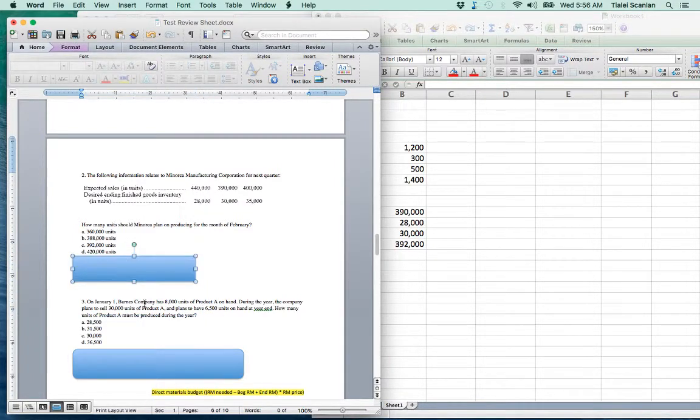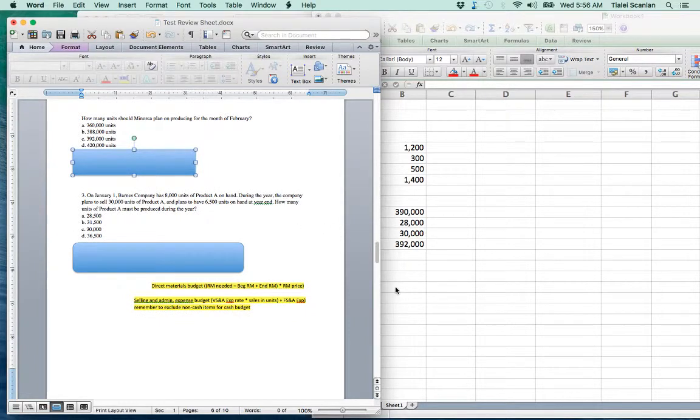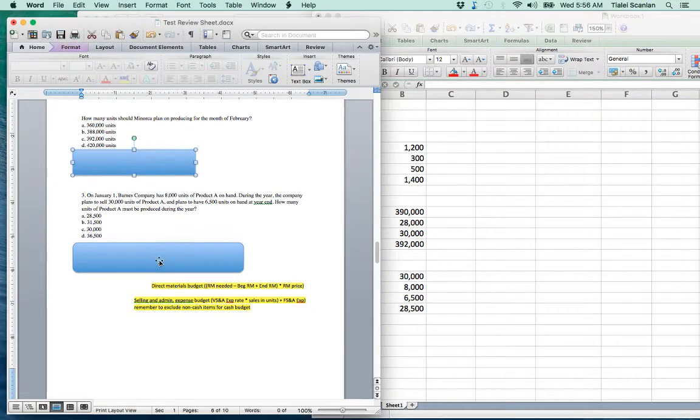Yep. So on January 1, Barnes Company has 8,000 units of product A on hand. During the year, the company plans to sell 30,000 units of product A and plans to have 6,500 on hand at year end. How many units of A must be produced during the year? Same thing. They have 8,000 units on hand, so that's our beginning. They plan to sell 30,000 and have 6,500 ending. This one minus beginning because we already have that, and we need the ending: 28,500. So just the same problem again.